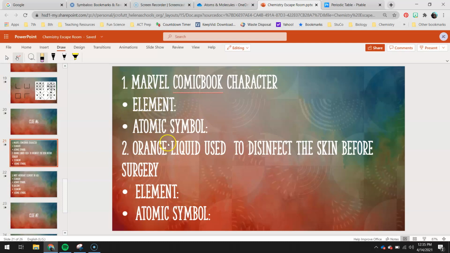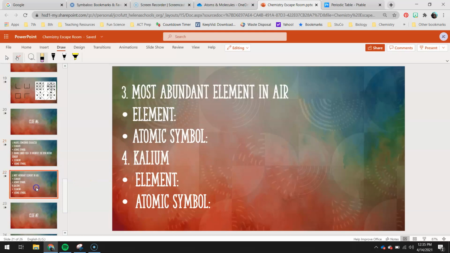And then what is its atomic symbol? Orange liquid used to disinfect the skin before surgery. Maybe you guys have some personal experience with that, or you guys can Google that. Tell me the atom and the atomic symbol. Most abundant element in air. Google that. Tell me the element and the symbol. And then Kalium. I'm going to let you guys kind of use some logic to figure that one out.